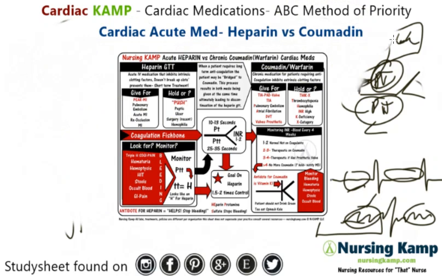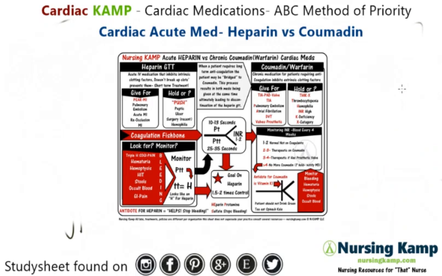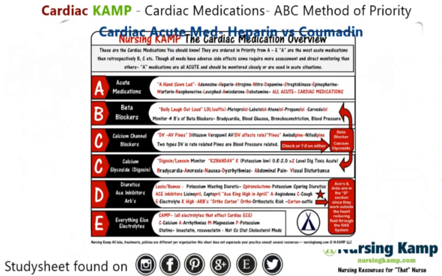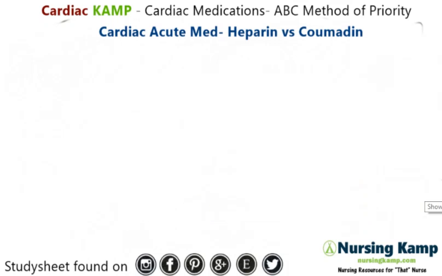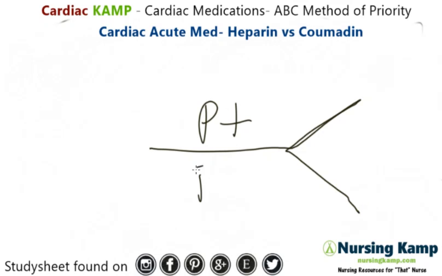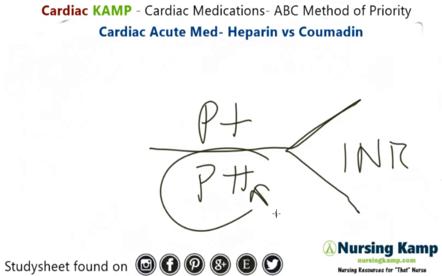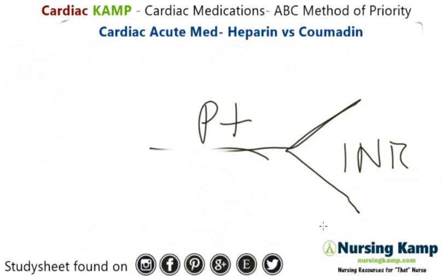So Coumadin, or warfarin, is monitored through this coag. And this is called the coagulation fishbone. You have PT, you have PTT, and then you have INR. Now, PTT looks like an H, right? So that means heparin. And I covered that in the heparin lecture, so please see that if you haven't.